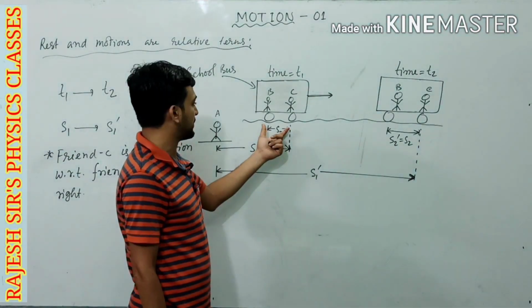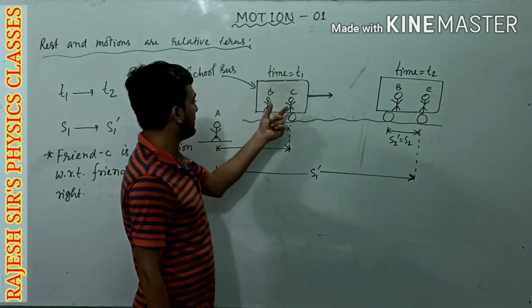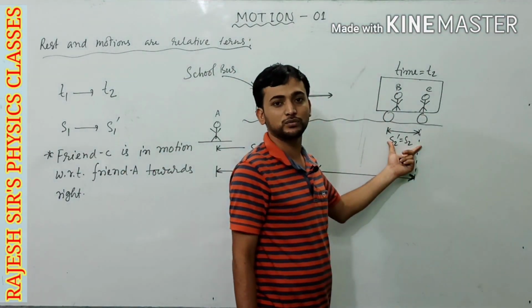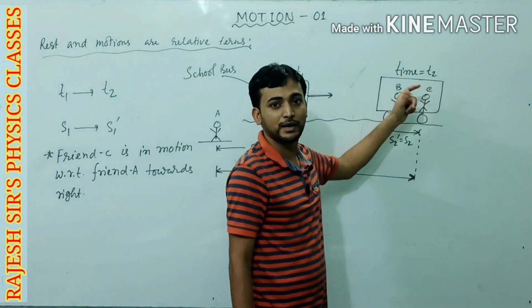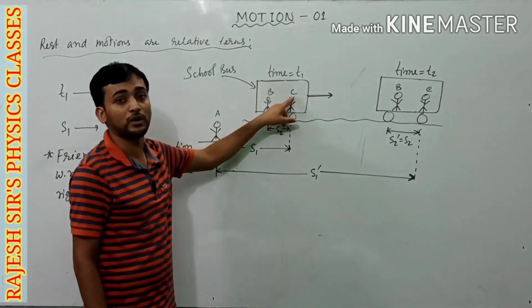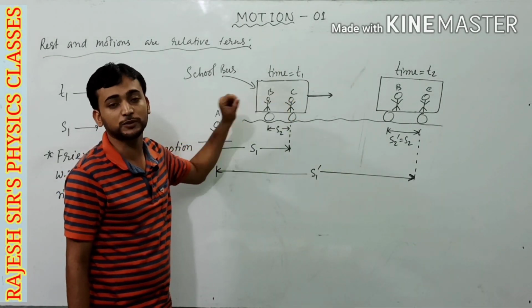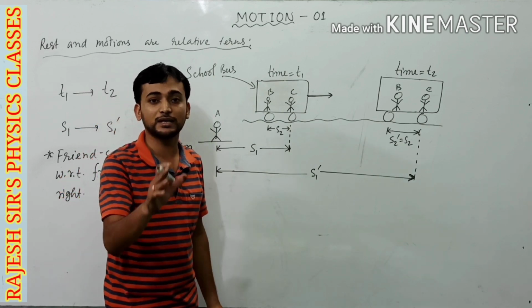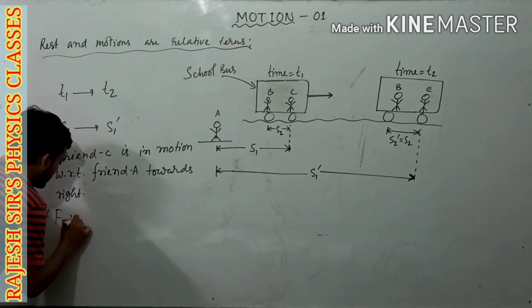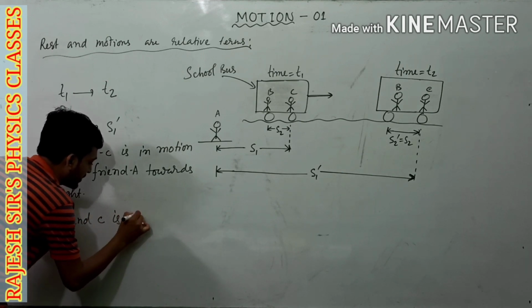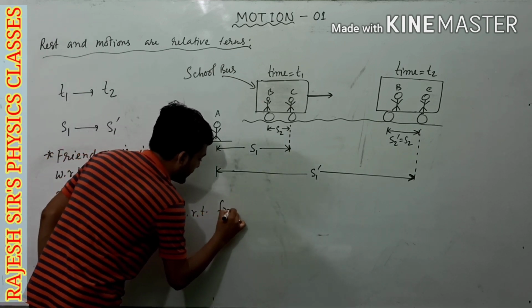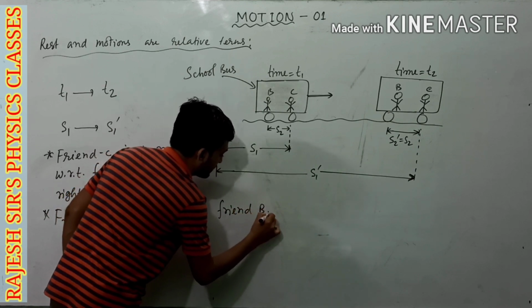Now we think about the separation between friend B and C. At time t1 it was S2, at time t2 it is again S2, because both are sitting at their own position. So we can draw the conclusion that since C is not going to change its location with respect to B, friend C is at rest with respect to friend B.